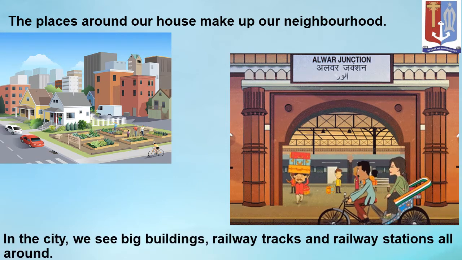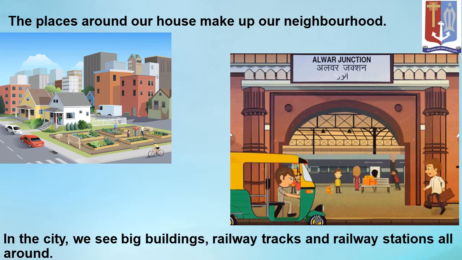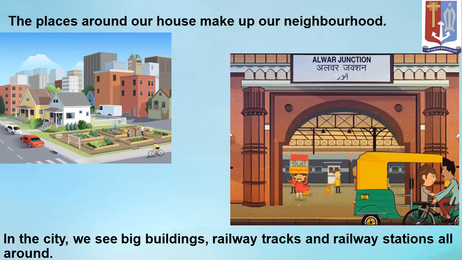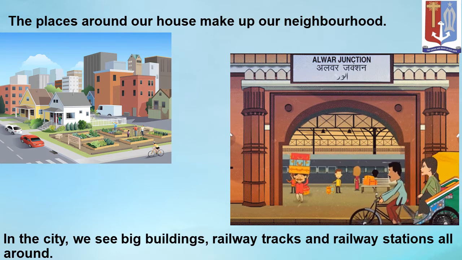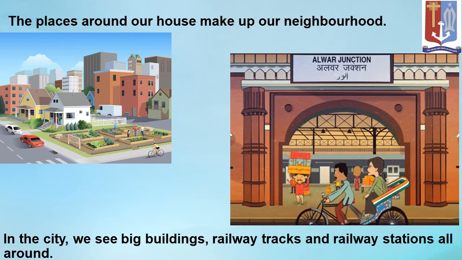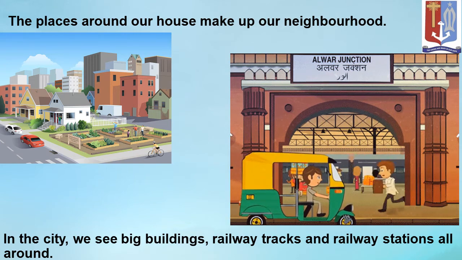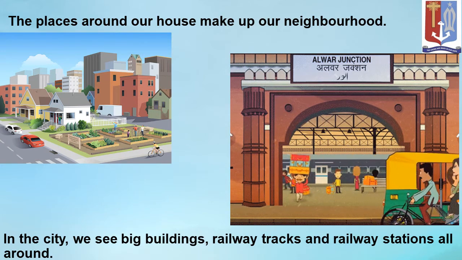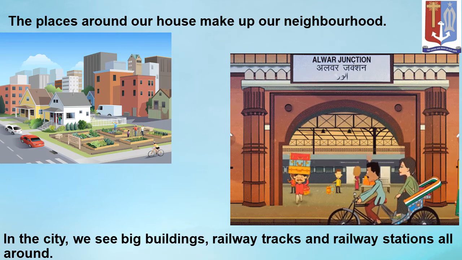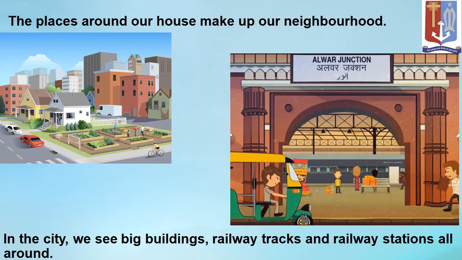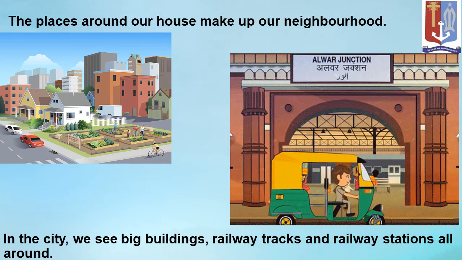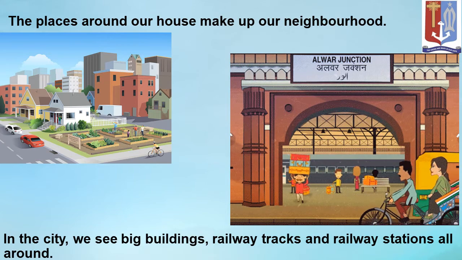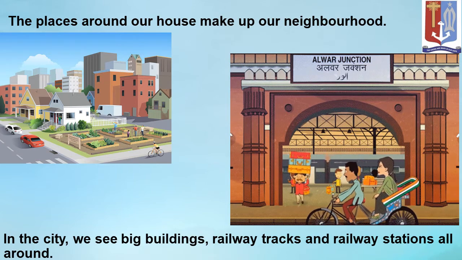In the city, we see big buildings, railway tracks, and railway station all around. So city is very densely populated. There are many things that are there in the city, children. There are big buildings. There are railway tracks. Railway track is a place where the railway moves. The track is the place where the train moves on, and stations. So if there is a railway that is coming, there'll be a station like a bus stop. The railway stop is called a railway station.